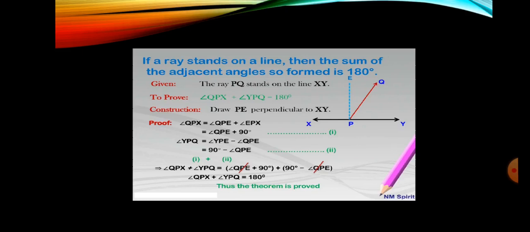This is our second equation. Look here, adding the first and second equations, on the left hand side we have angle QPX plus angle YPQ, and on the right hand side angle QPE plus 90 plus 90 degrees minus angle QPE. Both angle QPE and minus angle QPE cancel. Now the sum of angle QPX and angle YPQ is 180 degrees. Now our theorem is proved.